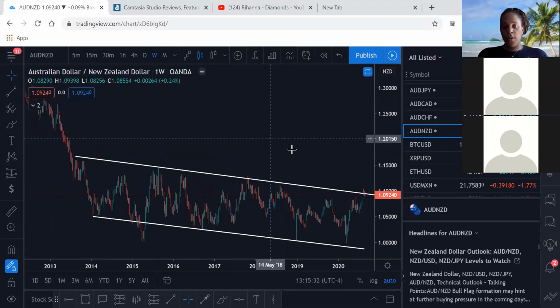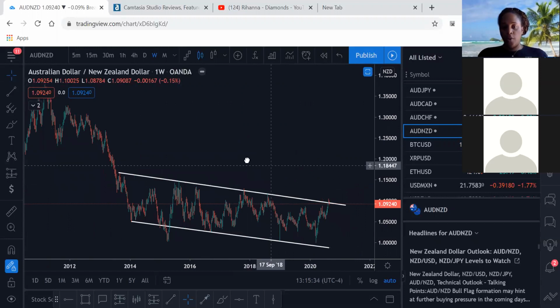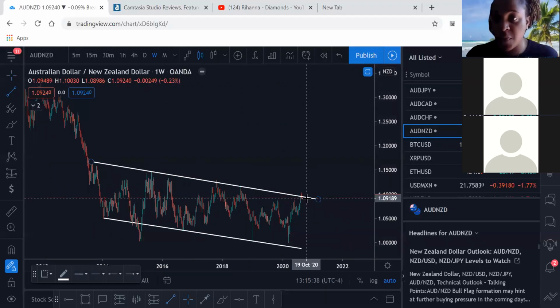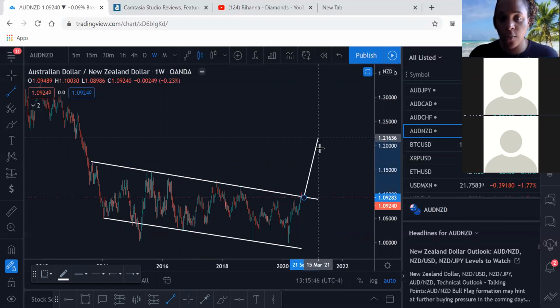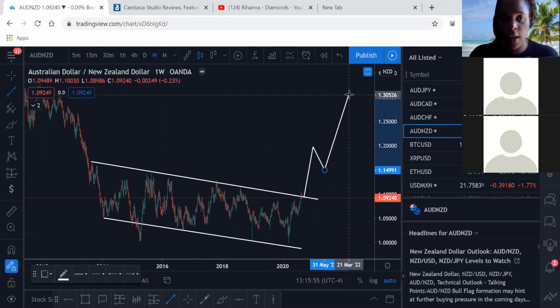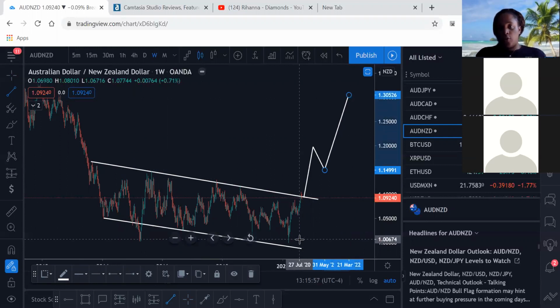Now, usually with a downward channel, and just make sure that you're taking notes as well, when you have a downward channel, you're expecting that price will eventually break out, right? Give you a retest, and then continue up. That's how downward channels move, right?